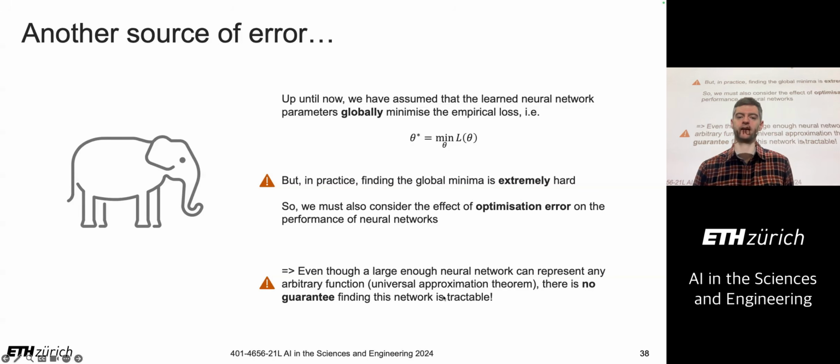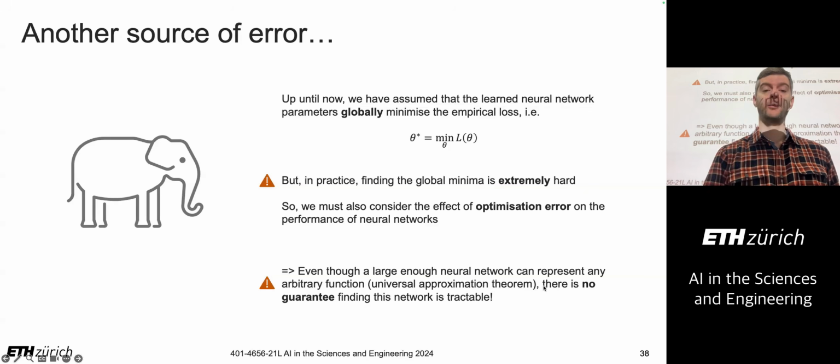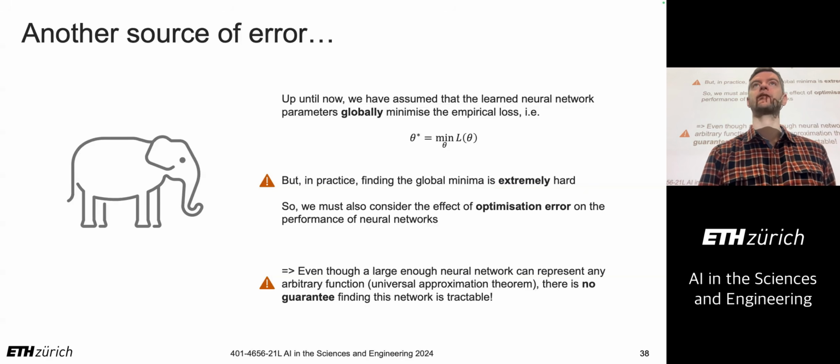I motivated neural networks at the start of last lecture by saying they have this universal approximation theory. In theory, they can approximate any function, but that theory doesn't say anything about how easy it is to find that function, whether we can actually optimize this loss function to get that function.